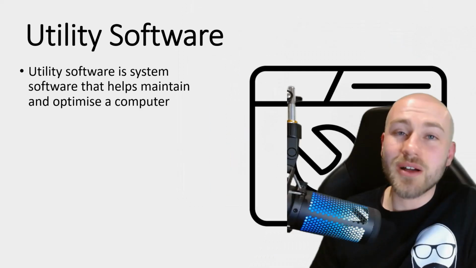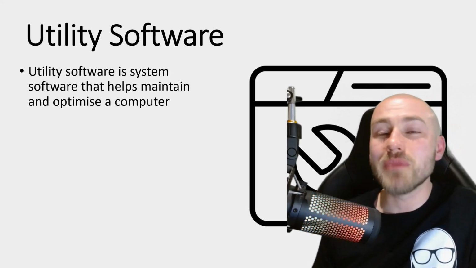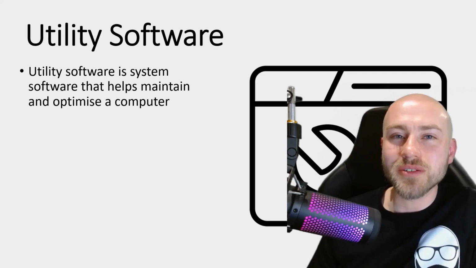And in this video, we're going to be looking at utility software. Now, as a definition, utility software is system software that helps maintain and optimize a computer. So the first one we're going to look at is encryption software.